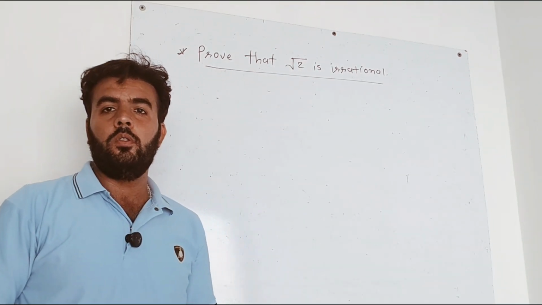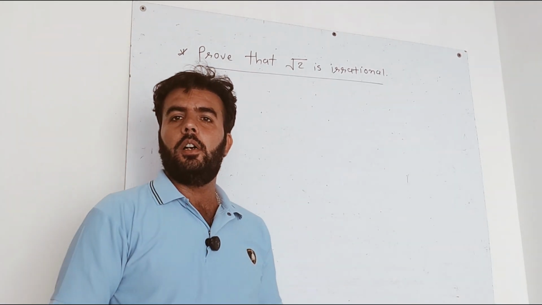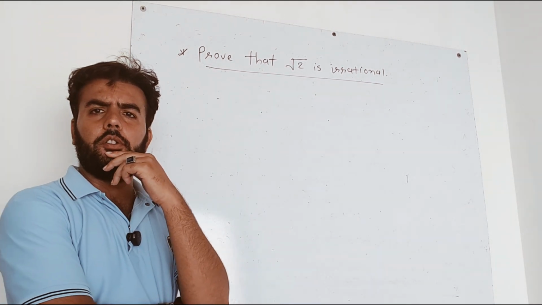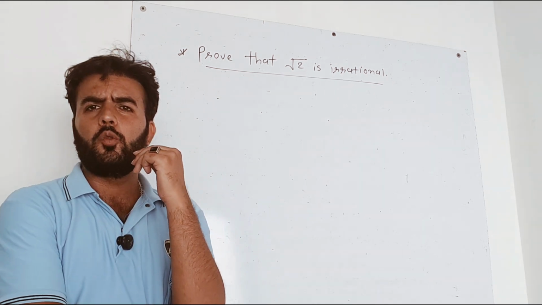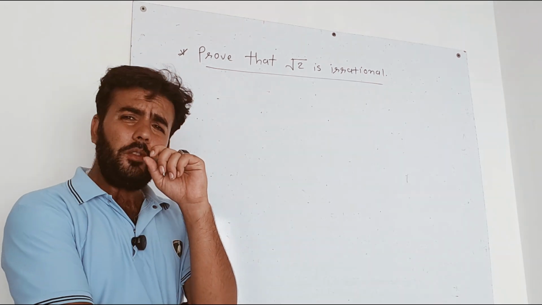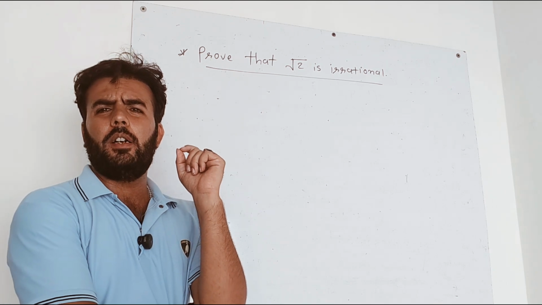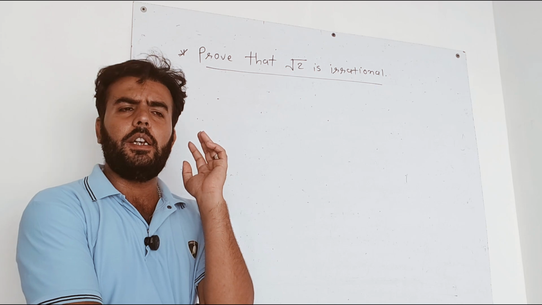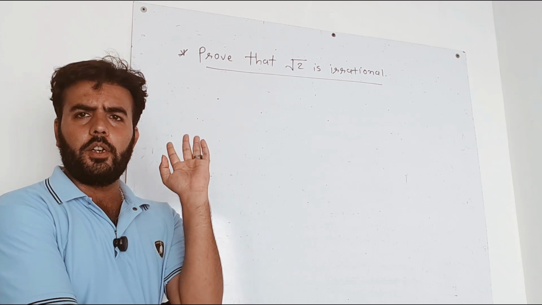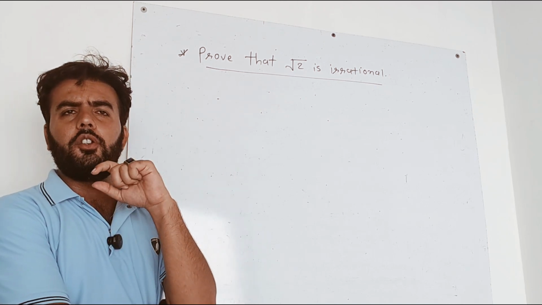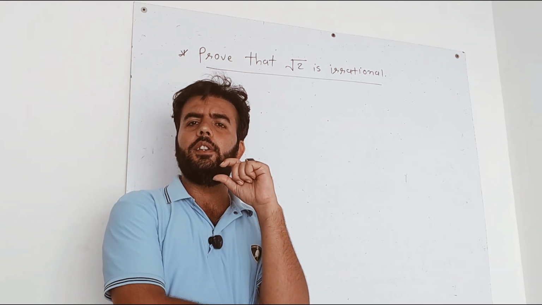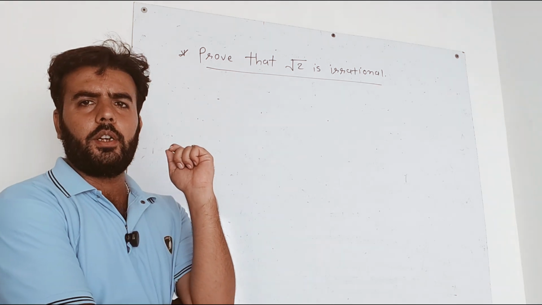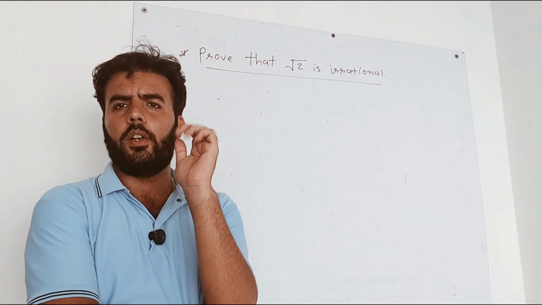Okay, guys. So today we have a new topic: how to prove a number irrational. Here we have given a question: prove that under root two is irrational. Now to prove any number as irrational, we have to assume the contrary, that it is rational. Here we have to prove that under root 2 is irrational, but we will assume the contrary, that it is rational. So in this kind of question, the very first step is to assume the contrary.